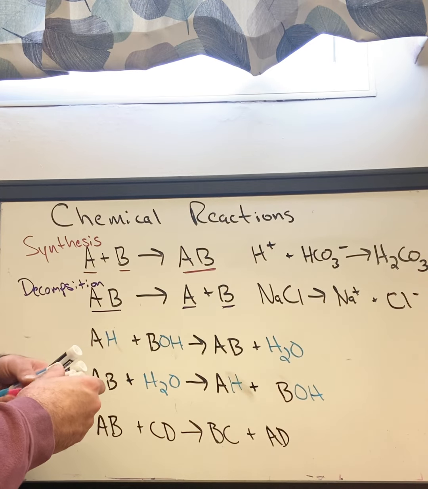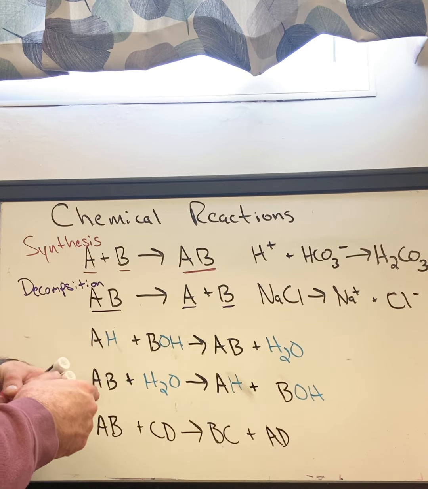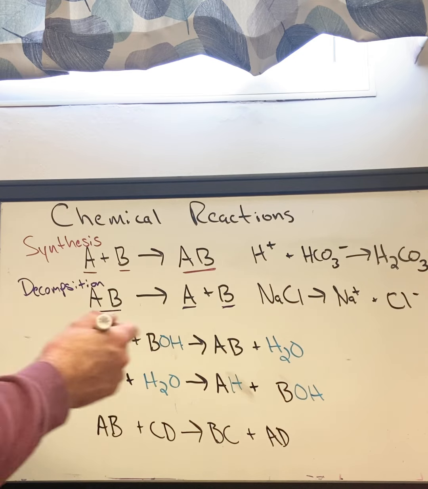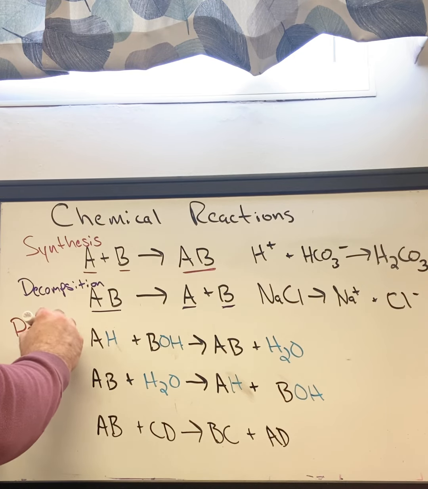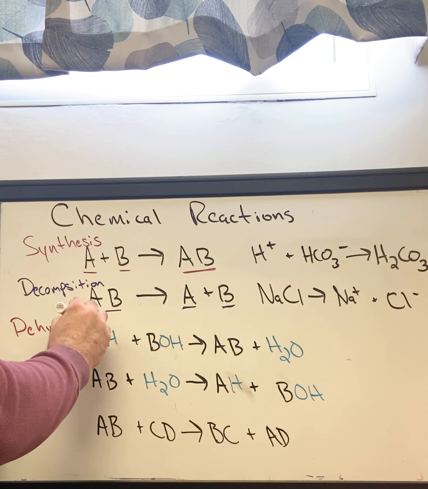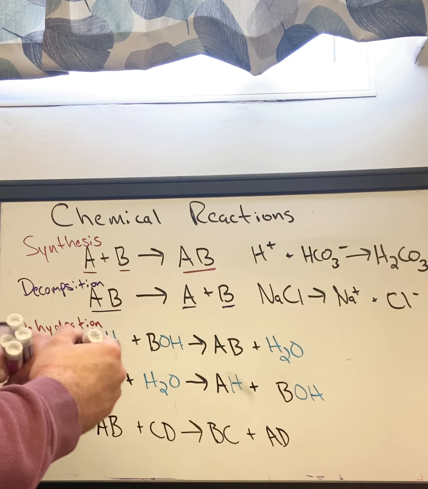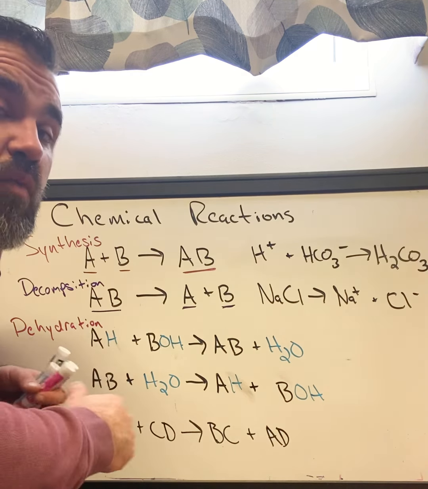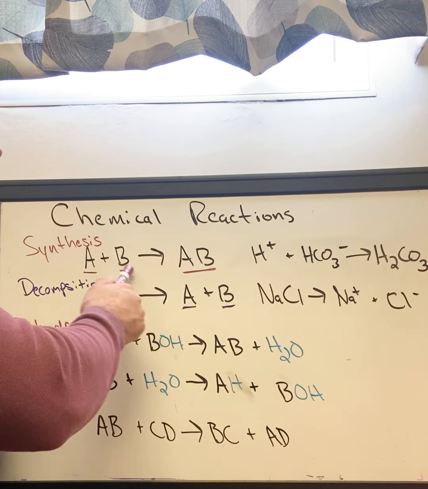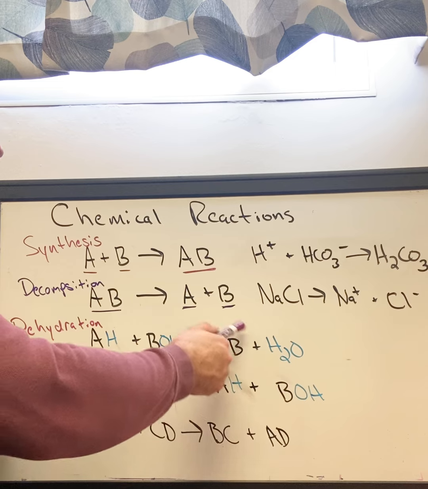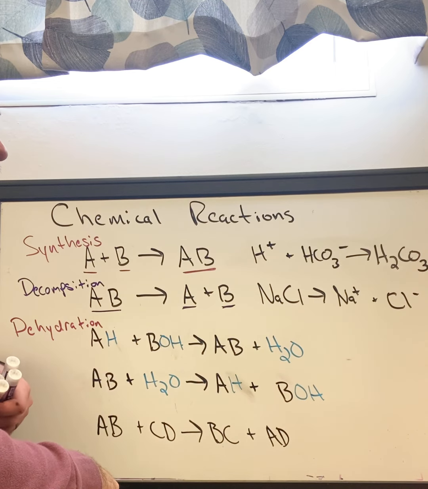Separating it. Now, these ones with water get a little bit more confusing. So this is going to be a dehydration reaction, right? Or the full name is a dehydration synthesis reaction. So dehydration is referred to that because we're pulling water out of the compound. So we can see here, we have A and B, just like A plus B here, and we're going to form AB, right? So it's still a synthesis reaction.